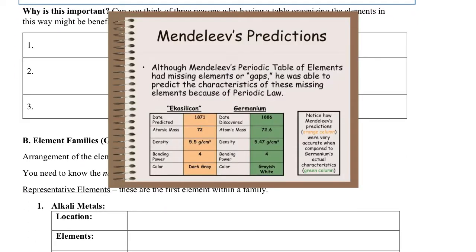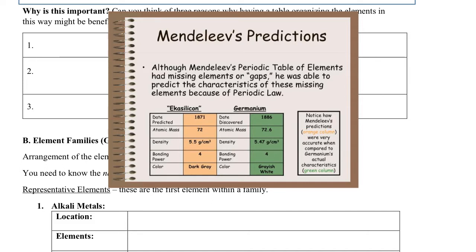For example, this organizational system showed a number of missing elements. These missing elements were essentially gaps in his periodic table. Based on the location of these gaps, Mendeleev was able to predict many of the properties that were later confirmed when that element was discovered.